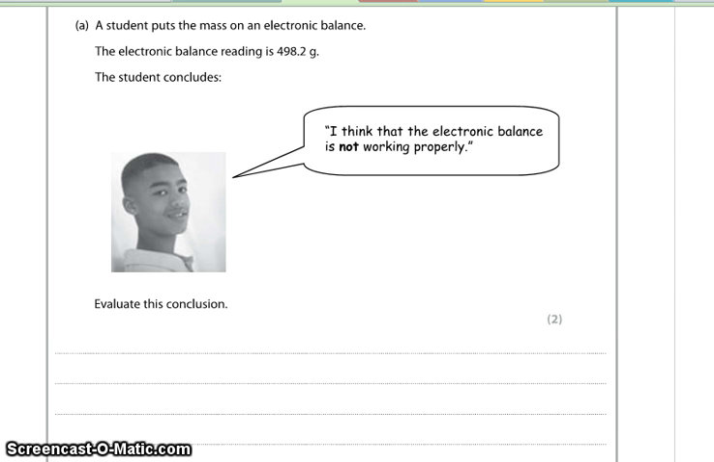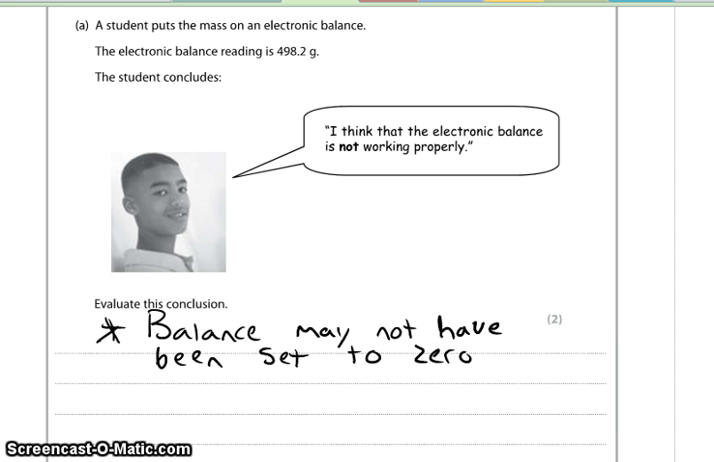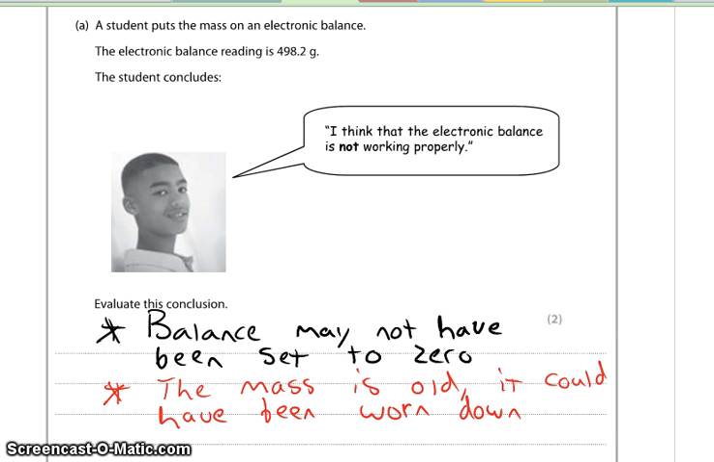So the kind of things I'm looking for, well, the balance may not have been set to 0, so if it wasn't already 0 before the mass was put on top, then it's never going to give a particularly accurate result. It also mentions the mass is old. Well, it may have been that the mass was once 500 grams and that over time its use has meant that it's been worn down by a small amount.